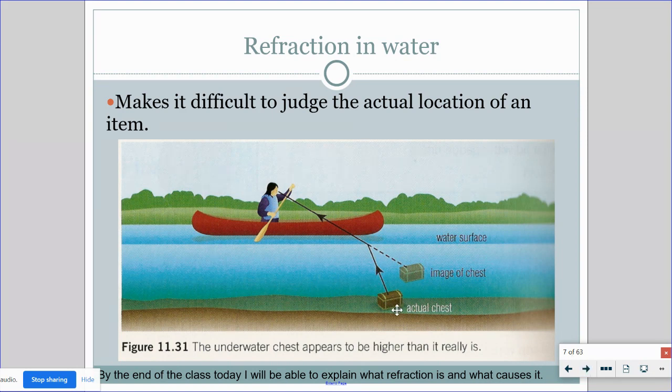So here we have a treasure chest, and the light is traveling up from the treasure chest, but when it hits the air, it speeds up so it bends away from the normal. But our little human eyes only see that light travels in a straight line. So we extend that refracted ray straight out into the water, and we think the chest is floating somewhere in the middle here. We think that's where the chest is.